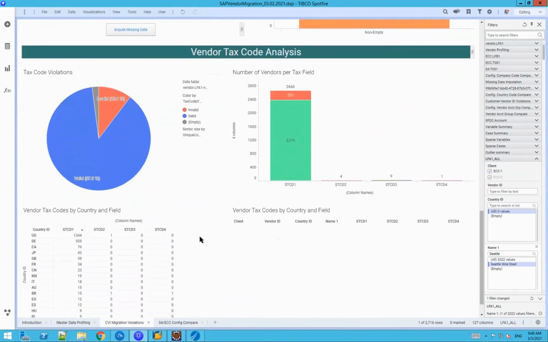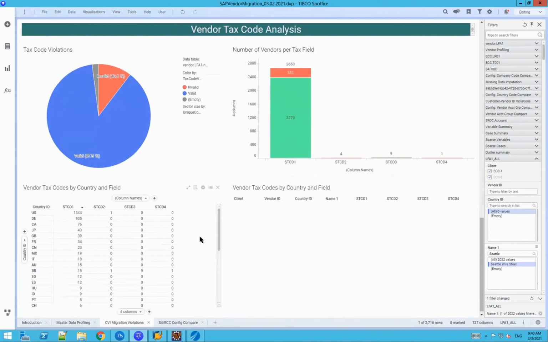So the last violation check I'll walk you through is these tax codes. As I was mentioning above, the tax codes are really complicated. As you can see, there are 4 fields here that tax codes can be populated in for different purposes. For instance, the US has social security numbers and an EIN number. So the social security number goes in one of the fields and the EIN goes in the other field. Both of these have to be formatted in a particular way based off the country.